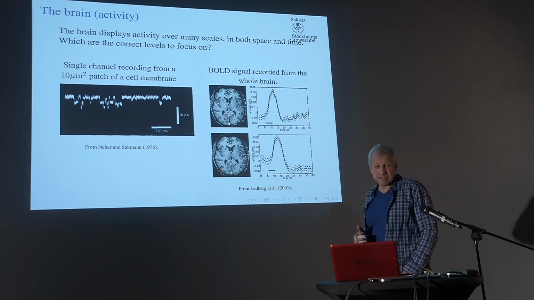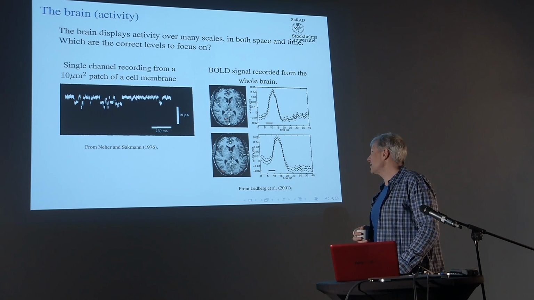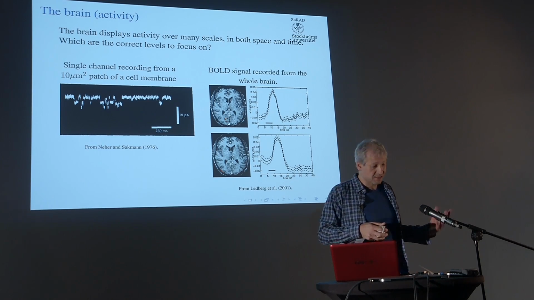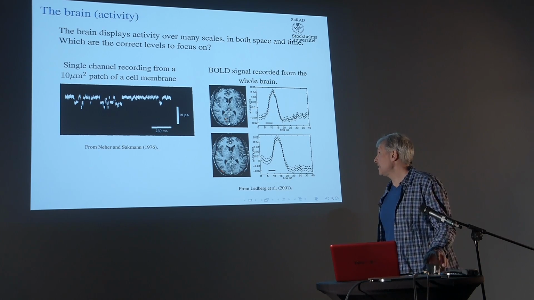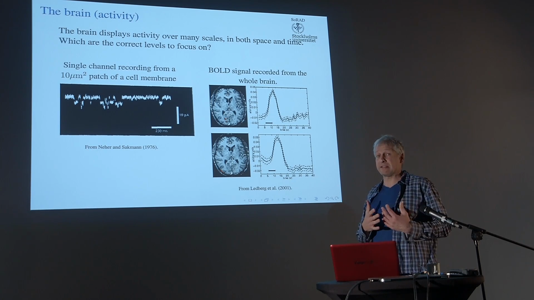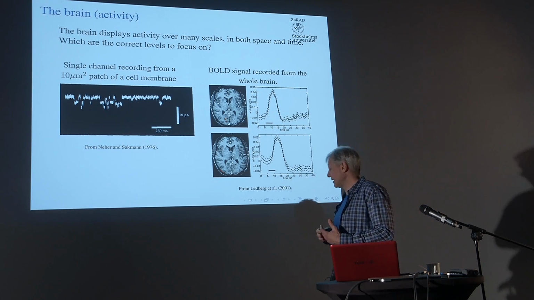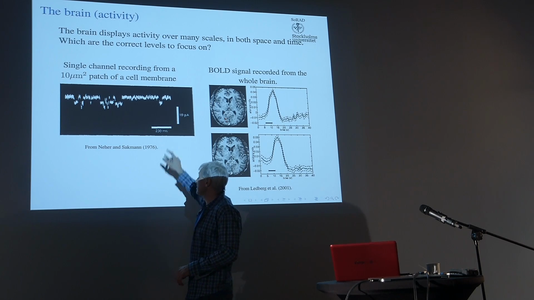But of course, this is the structure of the brain. We are interested in the activity. So the brain is not just a complicated structure. It of course generates activity, and it has activity over many different scales or levels of observation, both in space and time.